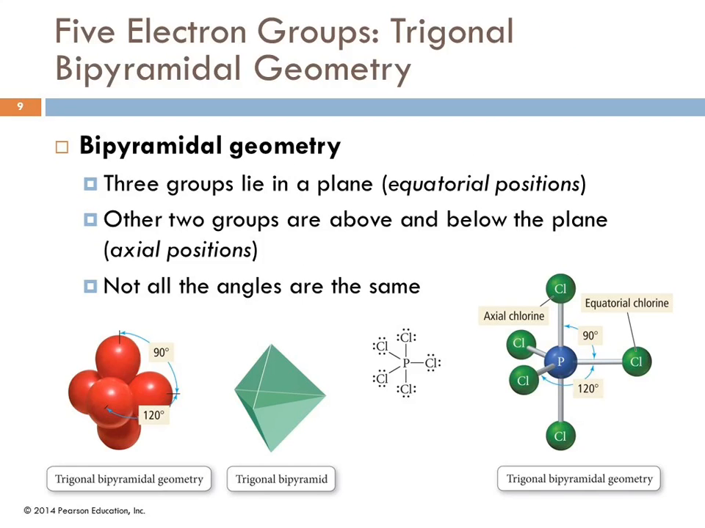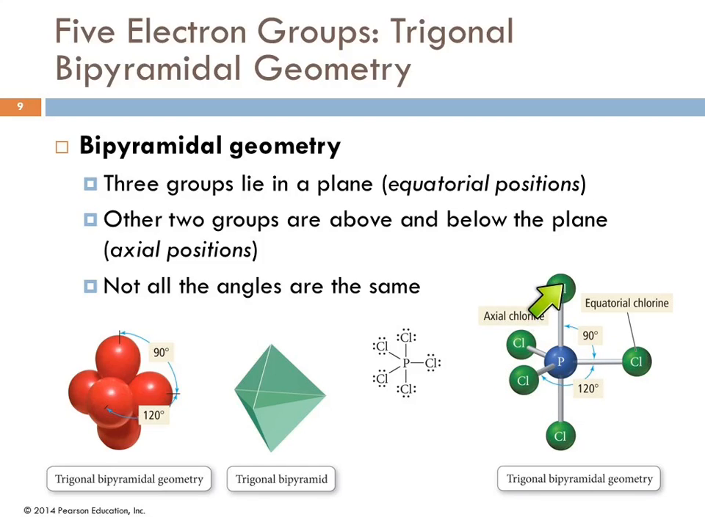What if we throw a 5th group in there? Well, that's going to shove the others around. Here the example is phosphorus pentachloride. There's 5 groups. And so what will happen is we will end up with 2 of these groups that are on opposite sides. So the bond angle between these 2 here would be 180 degrees. And the rest of these are going to form a triangle around the middle.